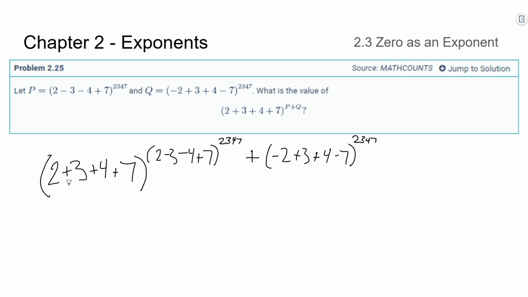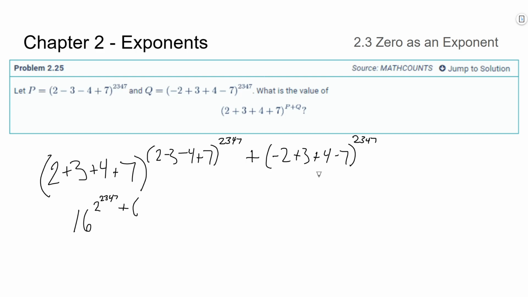2 plus 3 plus 4, let's see, that's 5, 9, 16. So we have 16 here. To the, let's see, we have a positive 7 here. We have negative 3 and negative 4, so that's going to be negative 7 there. So 7 and negative 7, that's going to be 0, and we're left with 2. This could be 2 to the 2,347, 2, 3, 4, 7.